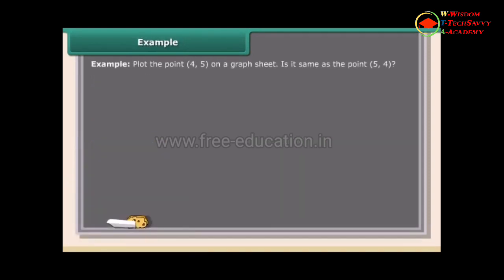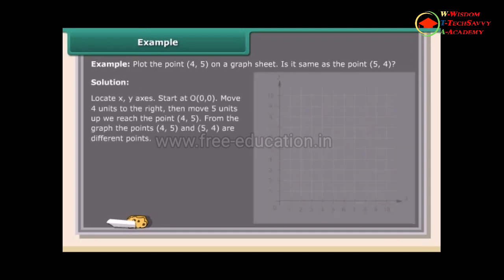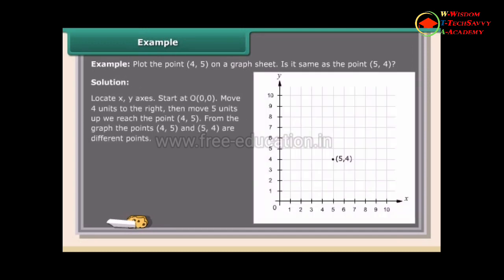Example. Plot the point (4, 5) on a graph sheet. Is it the same as the point (5, 4)? Solution. Locate the x and y axes. Start at O, (0, 0). Move 4 units to the right, then move 5 units up. We reach the point (4, 5). From the graph, the points (4, 5) and (5, 4) are different points.